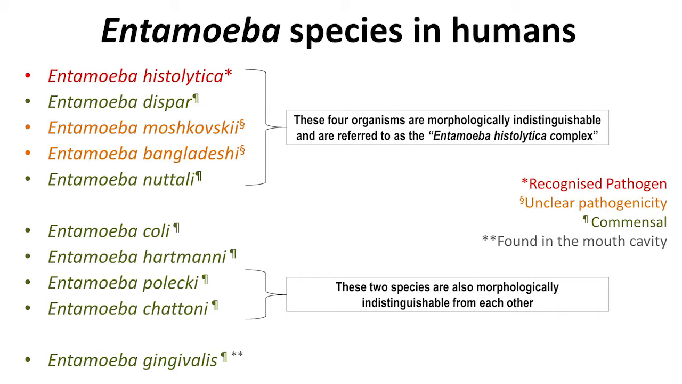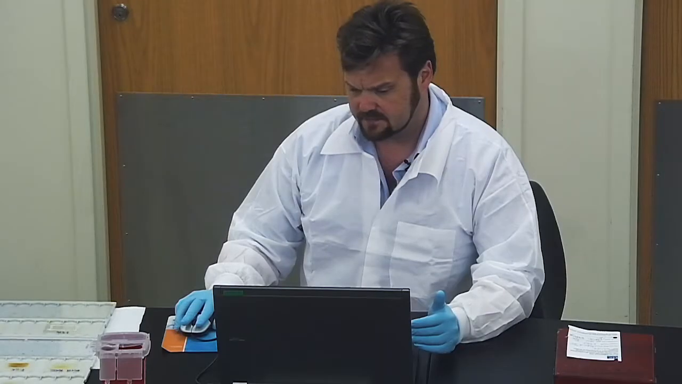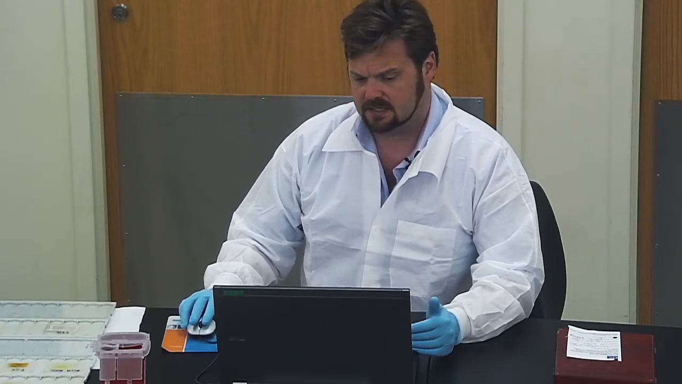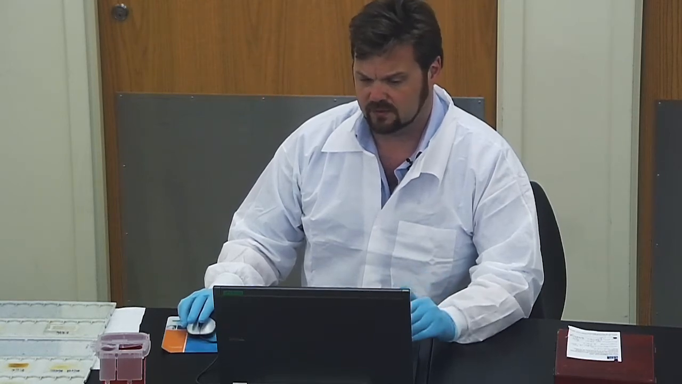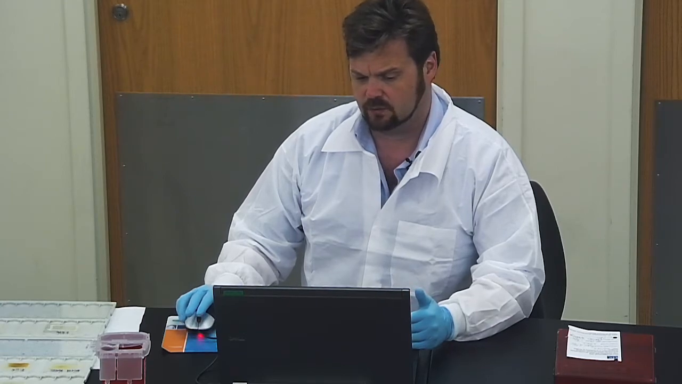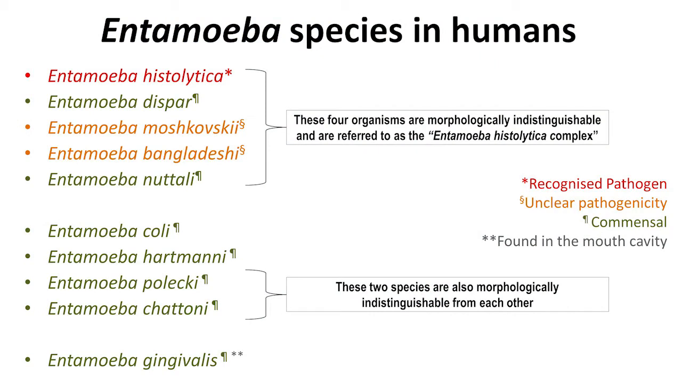You'll see there's some other species below. Entamoeba coli, hartmanni, Entamoeba polecki, Entamoeba chattoni, and Entamoeba gingivalis. Now these are commensals. Entamoeba histolytica always has between 1 and 4 nuclei. The others have varying numbers. Entamoeba coli has anything between 1 and 16. Entamoeba hartmanni between 1 and 4. Polecki about 1, sometimes binucleate. Chattoni also 1 or binucleate. And you'll see that Entamoeba polecki and Entamoeba chattoni are another morphologically indistinguishable group.